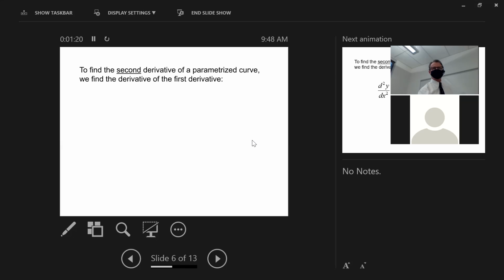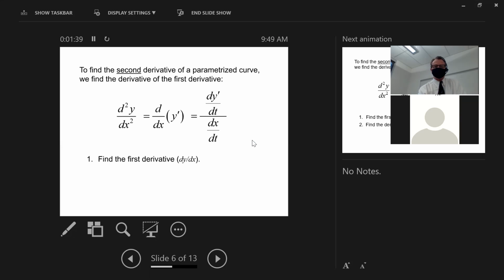The second derivative. To get the second derivative, you differentiate the first derivative, except you take that and then divide by dx/dt. So you need that additional step.